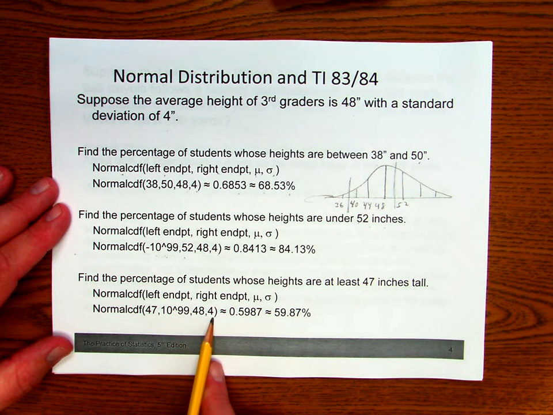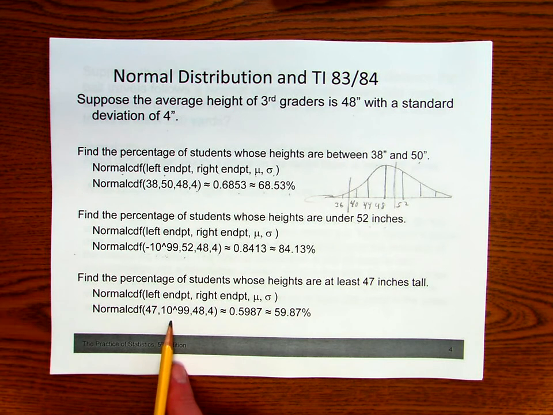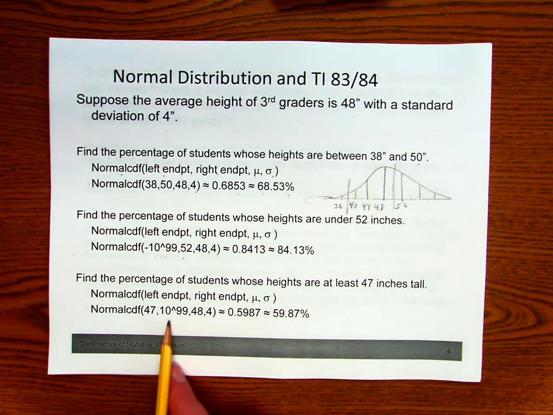The 10 to the 99th and negative 10 to the 99th, by the way, are the largest numbers the calculator typically accepts without getting angry with an error message. It's the largest easy number to type in.